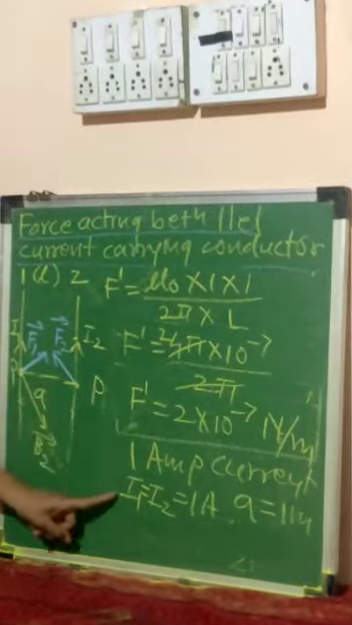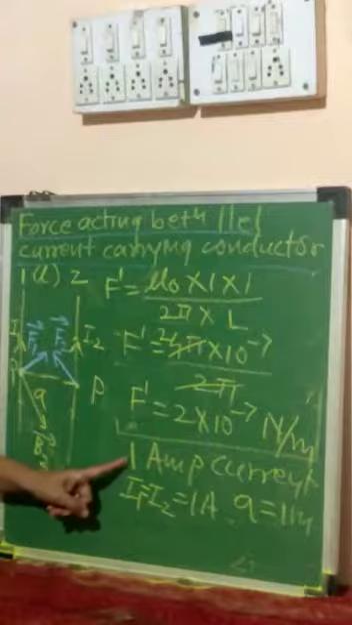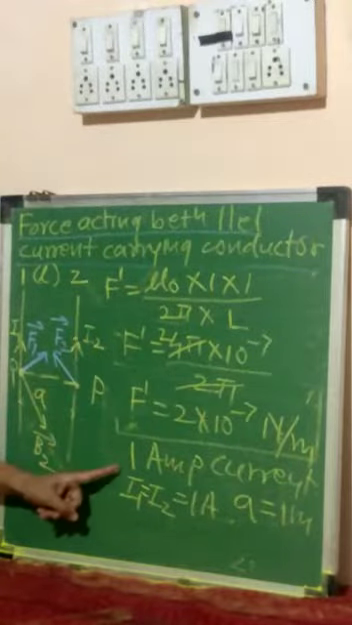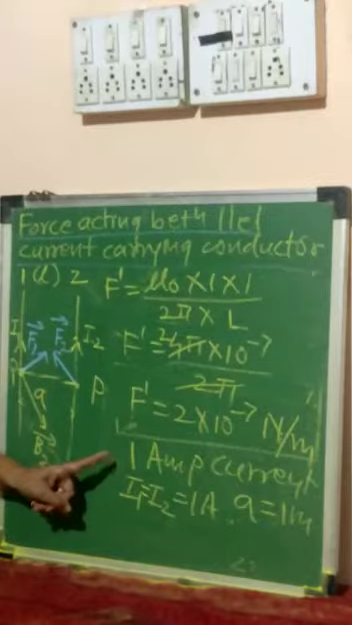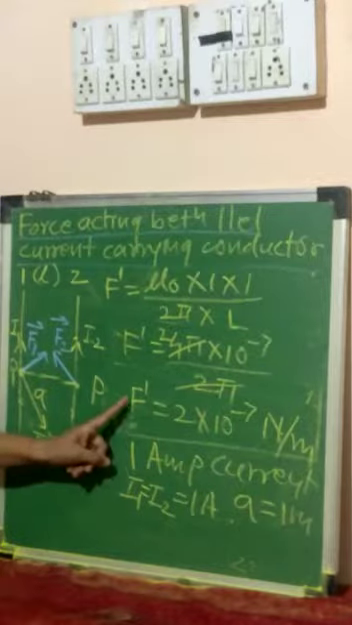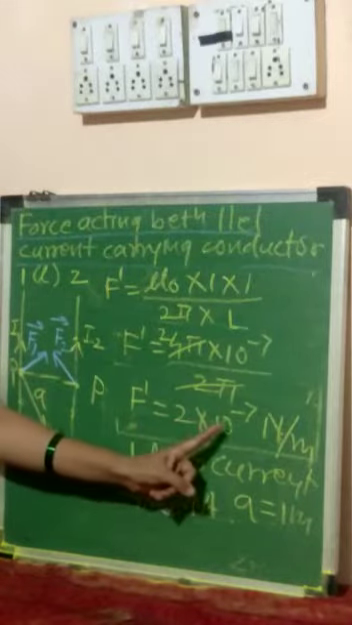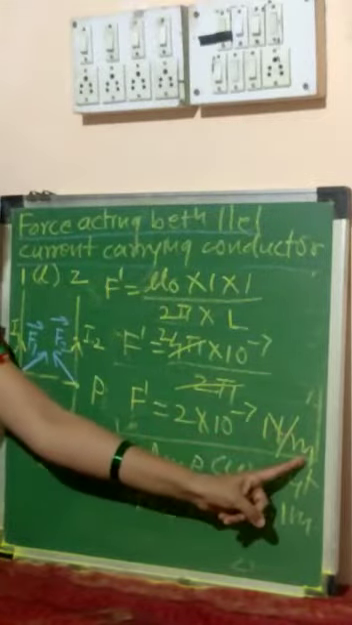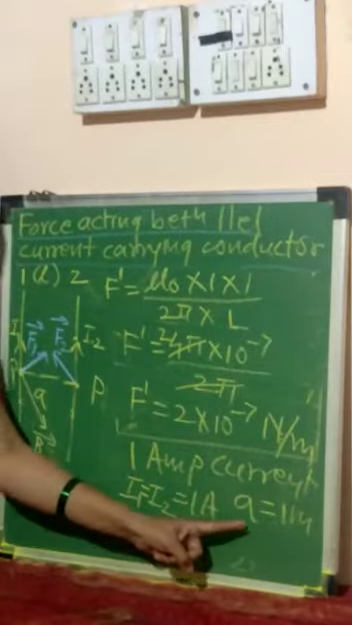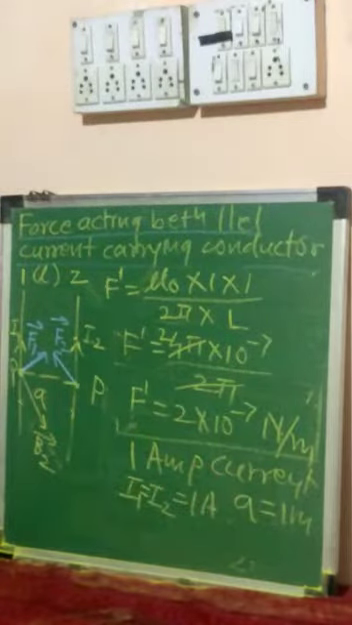And now using that data, I can give the definition of 1 ampere current. The current is said to be 1 ampere if the force per unit length experienced between two conductors will be 2 into 10 raised to minus 7 Newton per meter when the conductors are separated by a distance of 1 meter.